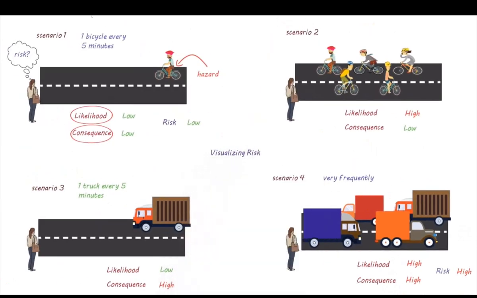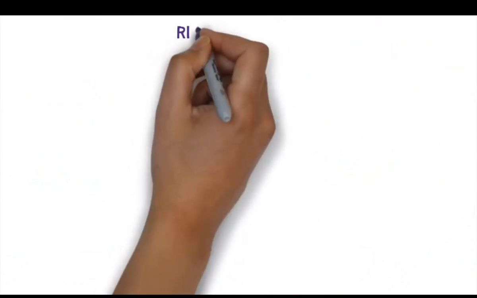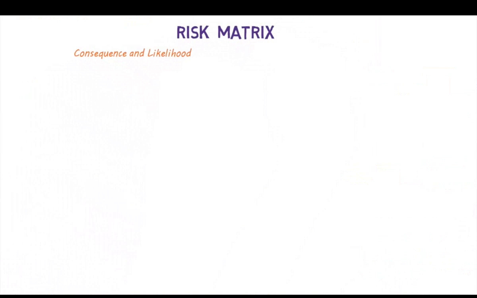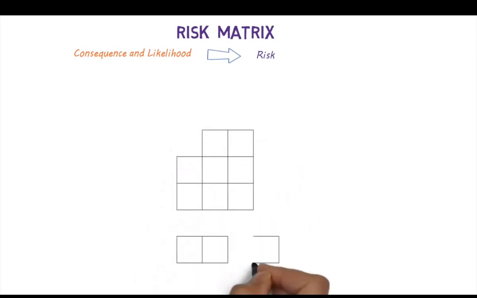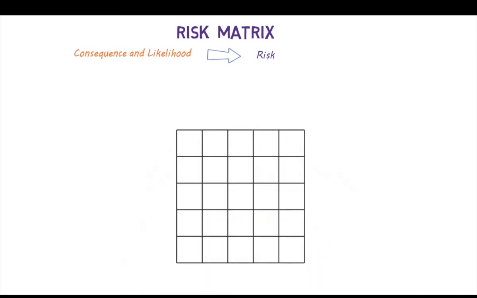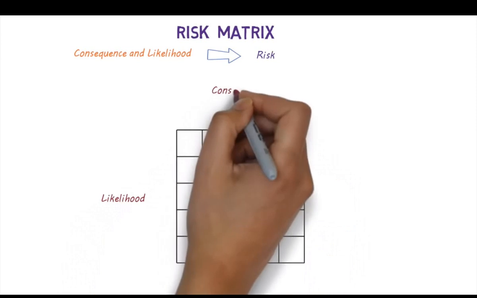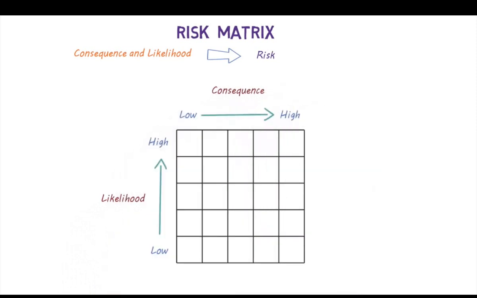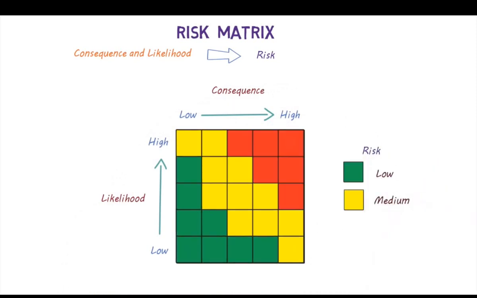A simple way of visualizing this and figuring out the overall level of risk is by using a risk matrix. In a risk matrix, information about consequence and likelihood can be used to determine the overall level of risk. Let's have a look at a simple risk matrix. A risk matrix is basically a table or grid with a measure of likelihood on one side and consequence on the other, graded from low to high. The combination of the two, which is the overall level of risk, can be categorized as low, medium, or high, and color-coded.